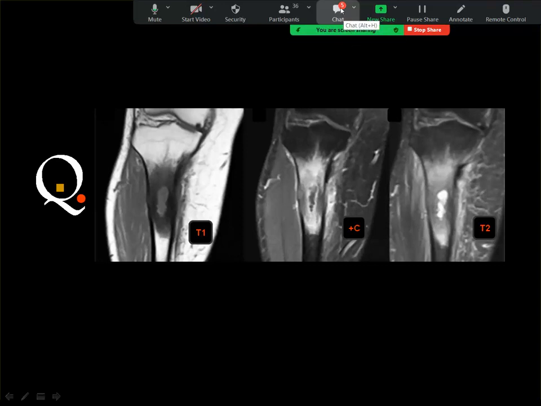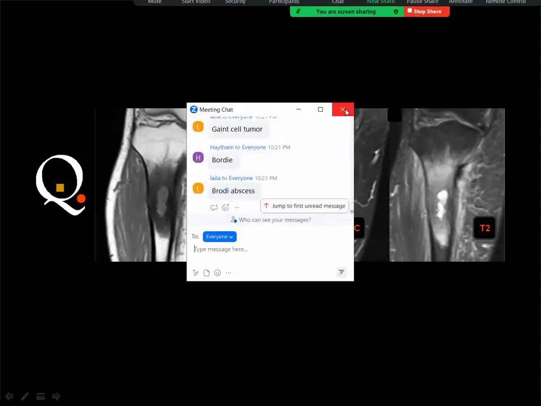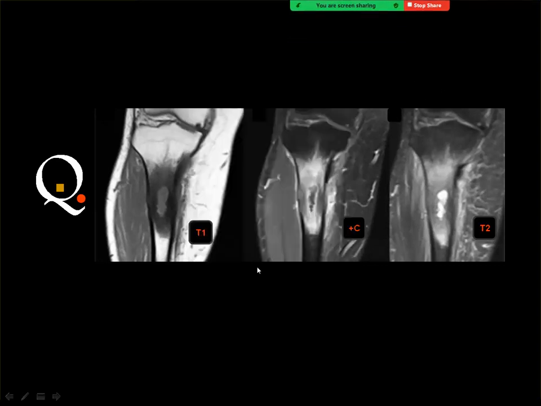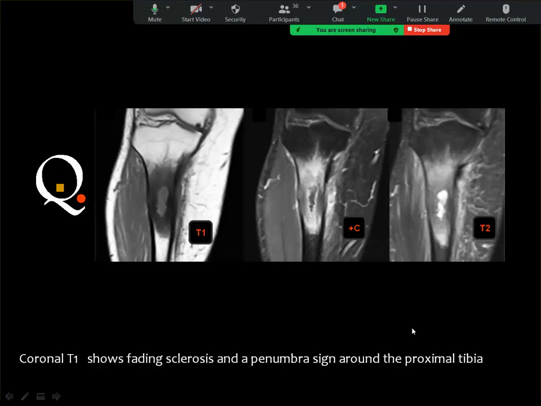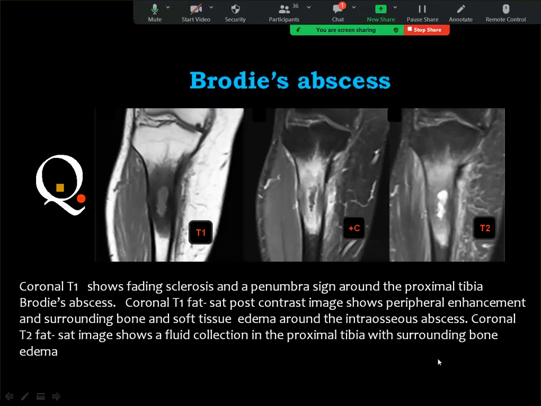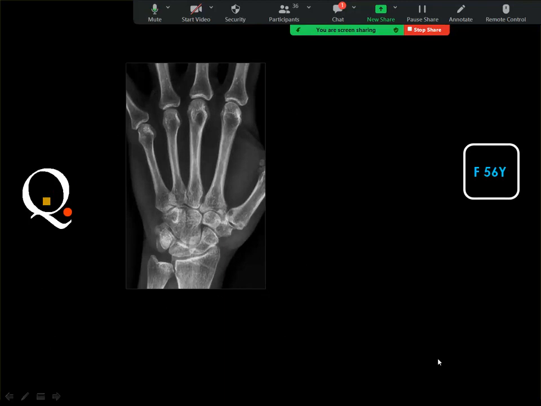And this is MRI of the... yes, and the answer is good. This is Brodie's abscess. T1, T1 with contrast fat set, and this is a T2 weighted image, and you have an intramedullary abscess with surrounding bone marrow edema, and you should remember that bone marrow edema of whatever etiology will enhance with contrast material. This is a classic appearance of Brodie's abscess.